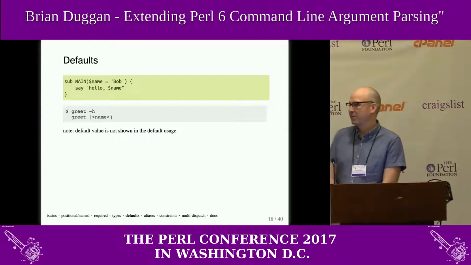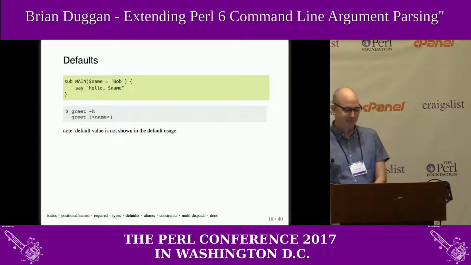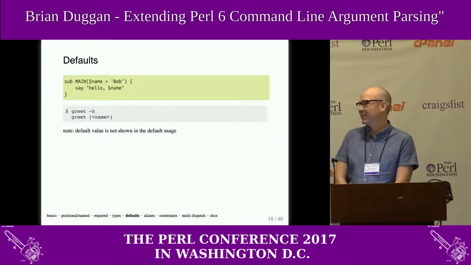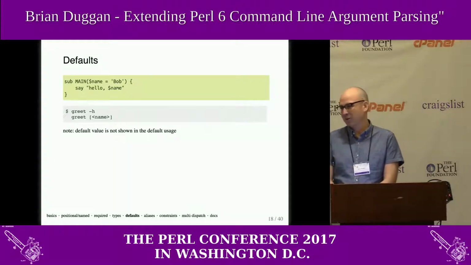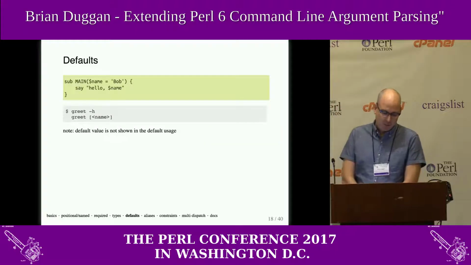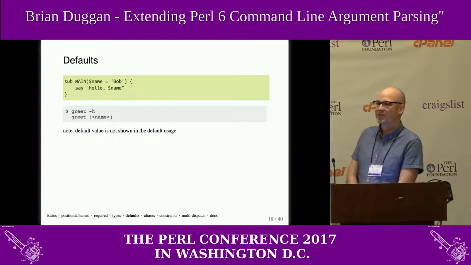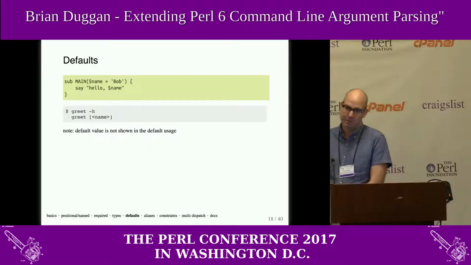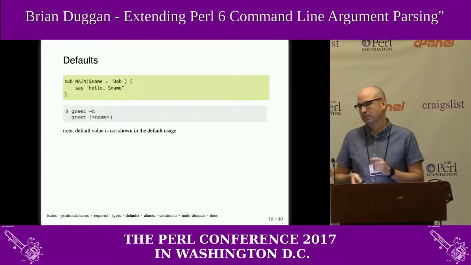Similarly, if you have defaults, you can put those in your declaration of main. It's pretty straightforward. You use an equal sign, and now instead of having to require a parameter, if you run this with no parameters, then it'll default to the value. One thing you might notice is that the default usage that's generated doesn't have your default value. So in part 2, I'm going to talk a little bit about how you can change that.